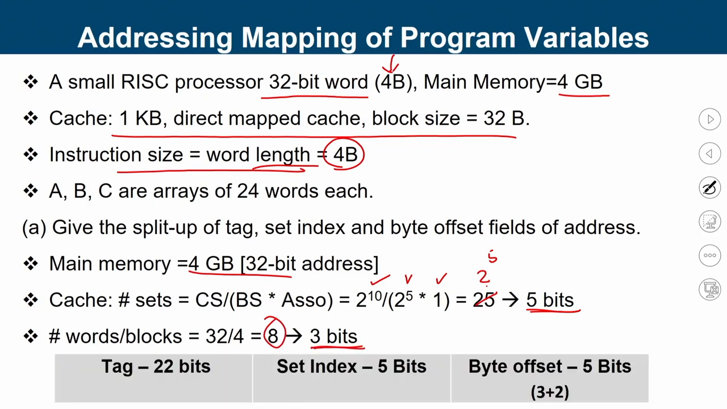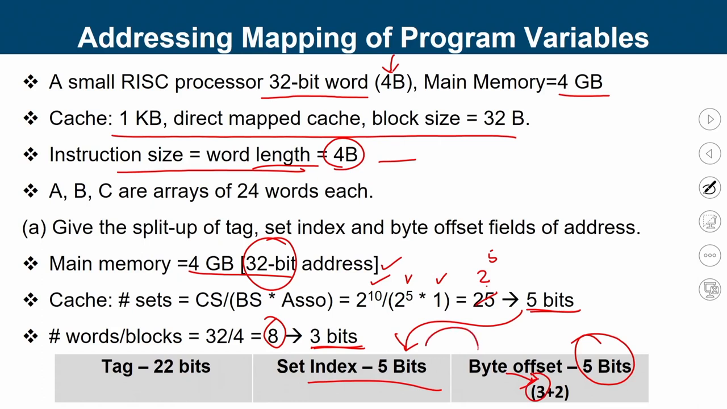Now, looking at this, since you have 4 GB of main memory, as already mentioned, you have 32 bits in the address. So this 32 bit address consists of 5 bits of set index in the middle, and I have a 32 byte block, so 5 bits is my offset. Out of that, the first 3 bits are the word number and the next 2 bits are the byte within a word. So 5 plus 5, 10 bits are gone. Out of 32, 10 bits are gone. The remaining 22 bits are the tag. So this is the split up of the address.